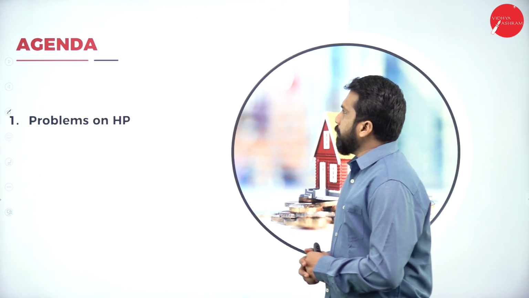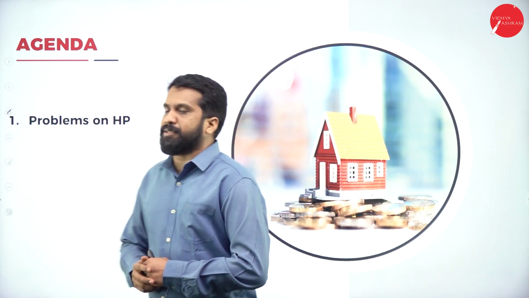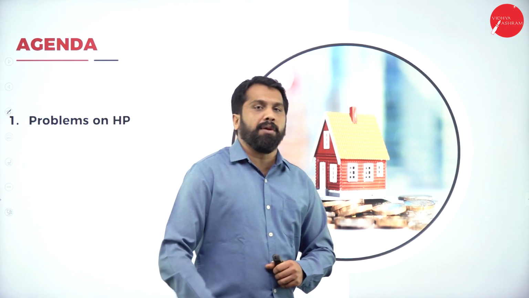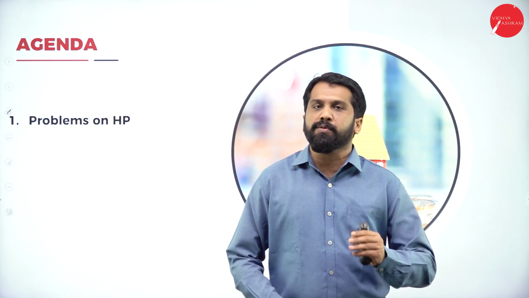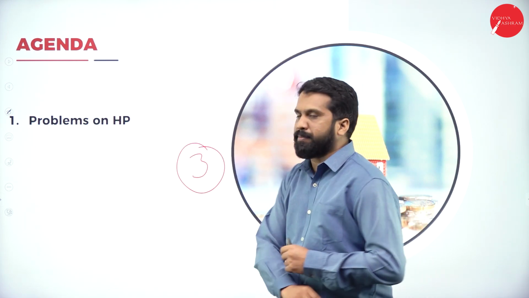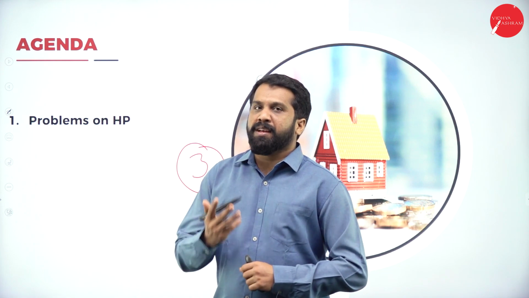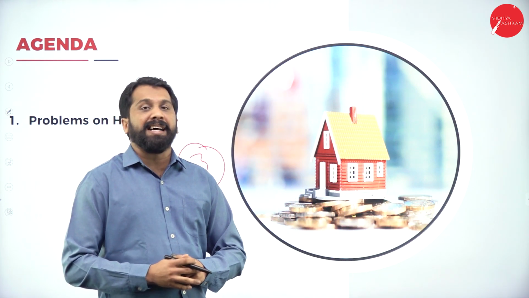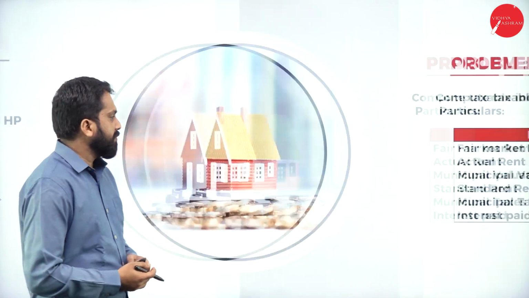So income from house property. Your agenda is very simple: problems on income from house property. How many problems will we do today? 1, 2 or 3? Yes, we are doing 3 problems. All are small problems only. We'll finish it up as soon as possible.